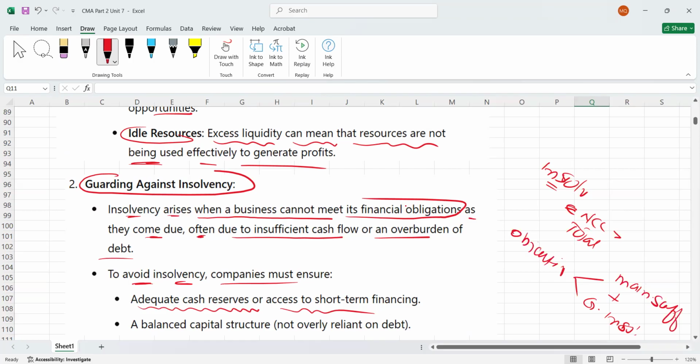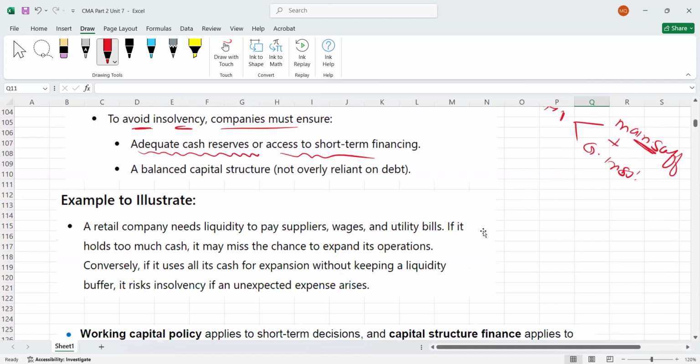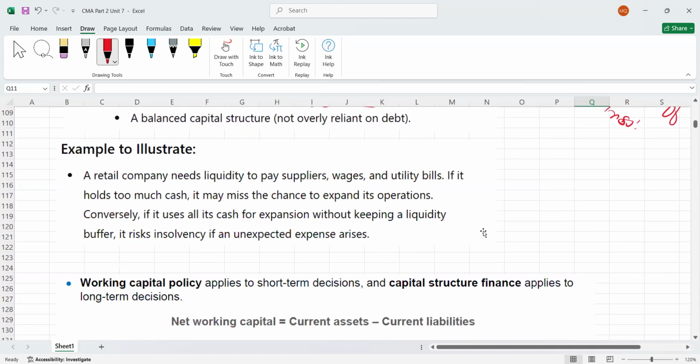As I told you in simple words, whenever you are trying to manage working capital, you just have to answer two questions: do you have enough liquidity to settle your current liabilities? And, don't keep assets idle, because you will incur the opportunity cost if you are not investing. So you need to create a balance. In short, this is what I'm trying to say. Okay, then here we have an example.